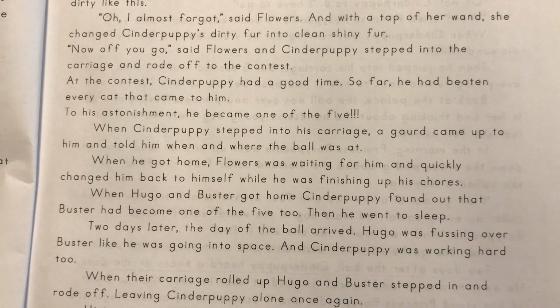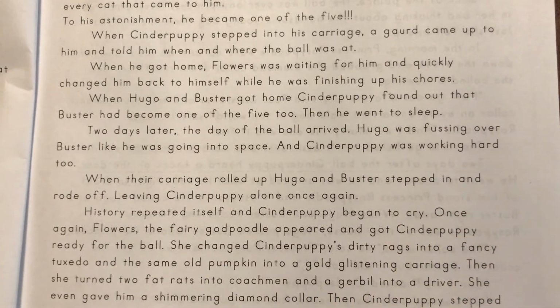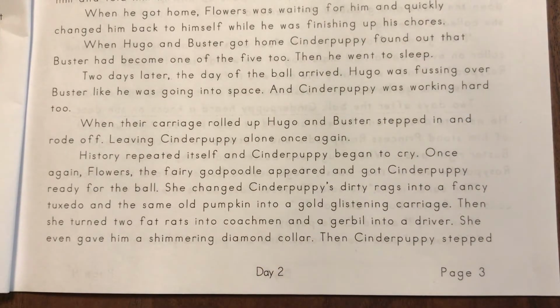At the contest, Cinder Puppy had a good time. So far, he had beaten every cat that came to him. To his astonishment, he became one of the 5. When Cinder Puppy stepped into his carriage, a guard came up to him and told him when and where the ball was at. When he got home, Flowers was waiting for him and quickly changed him back to himself while he was finishing up his chores. When Hugo and Buster got home, Cinder Puppy found out that Buster had become one of the 5 too. Then he went to sleep.